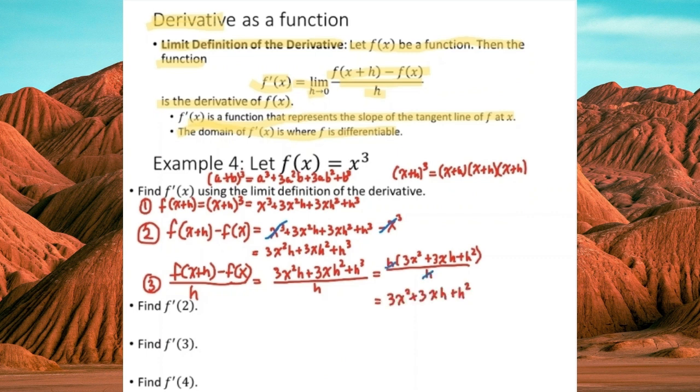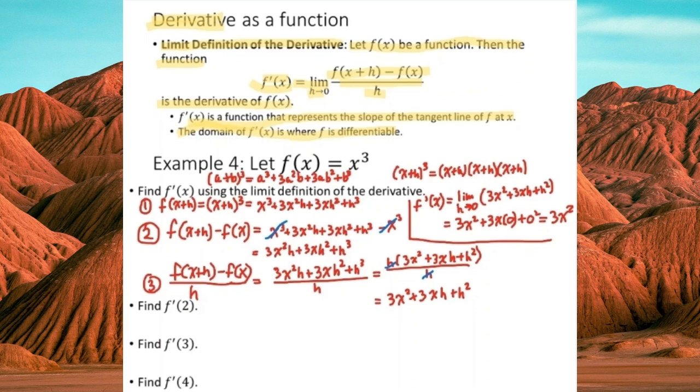Now that we have our difference quotient simplified, our f prime of x will be the limit as h approaches 0 of our difference quotient. Keep in mind that h is what's approaching 0. So when we use direct substitution, we are replacing h with 0. Since anything times 0 is 0, then the derivative of x cubed is 3x squared.